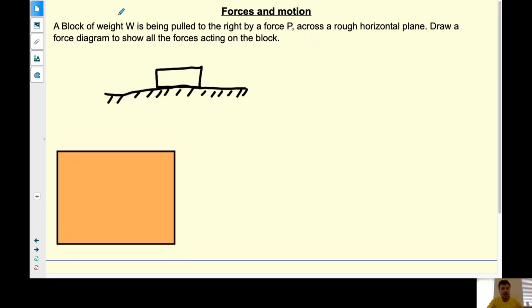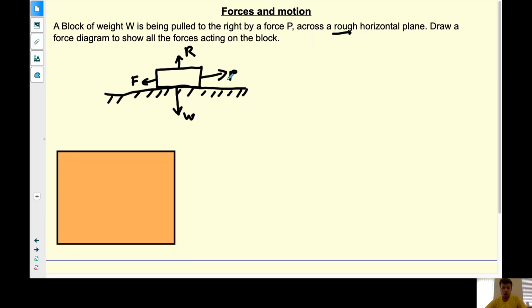And I want to draw a force diagram. So it's got a weight of W, which is going to act downwards. And it's being pulled by a force P, which would be in this direction. Now, we would also have two other forces acting upon this. So it's on a rough plane, so that means there's going to be some sort of friction force acting behind it. And then also to stop it just going down through the earth, there has to be some sort of normal reaction force which acts in the opposite direction.